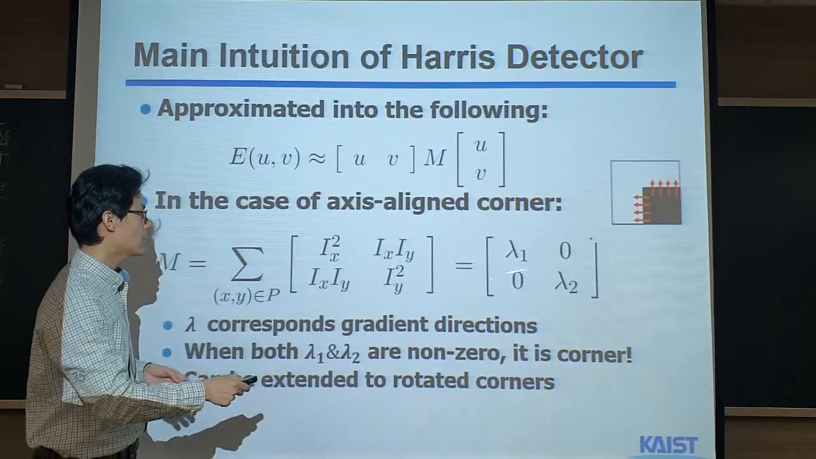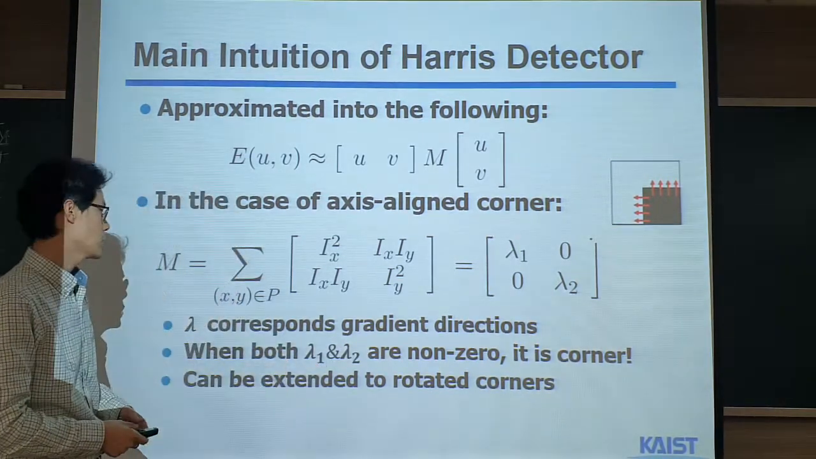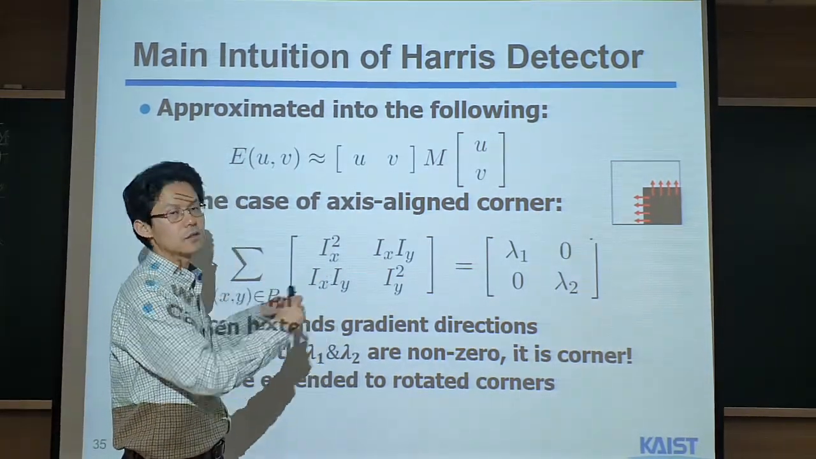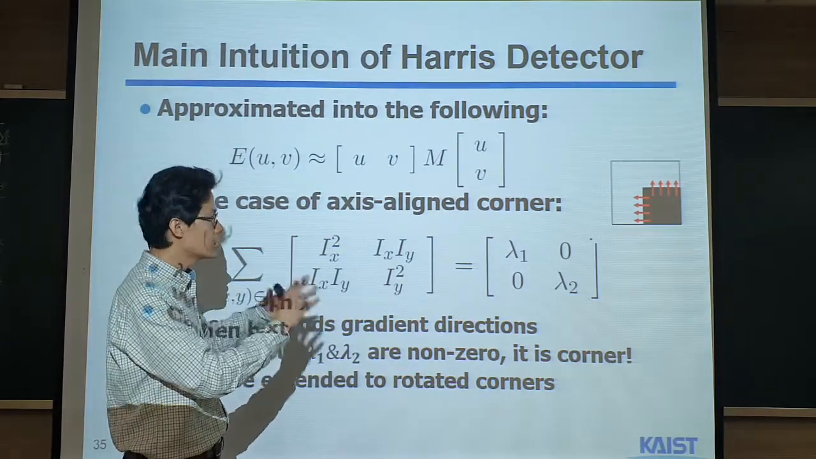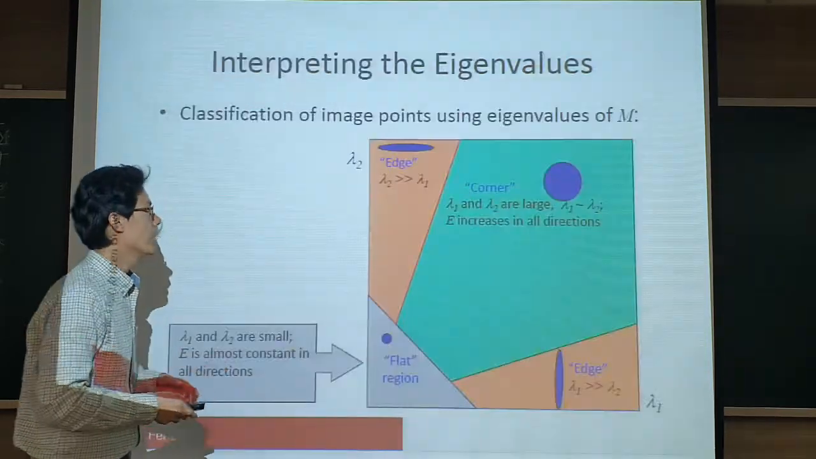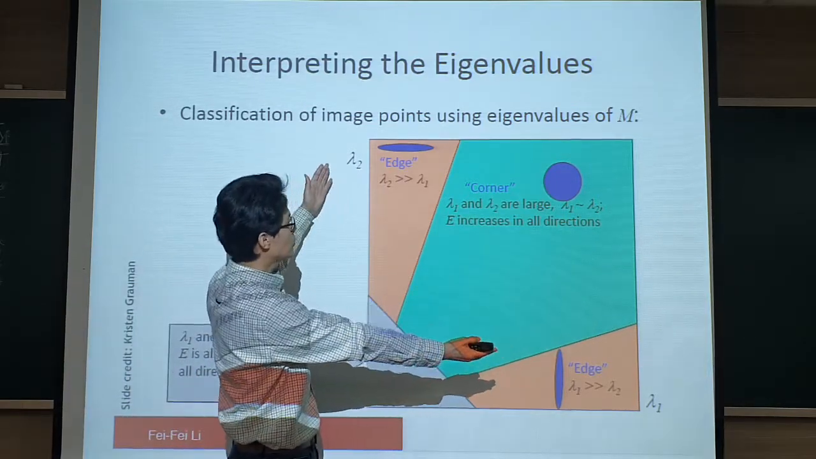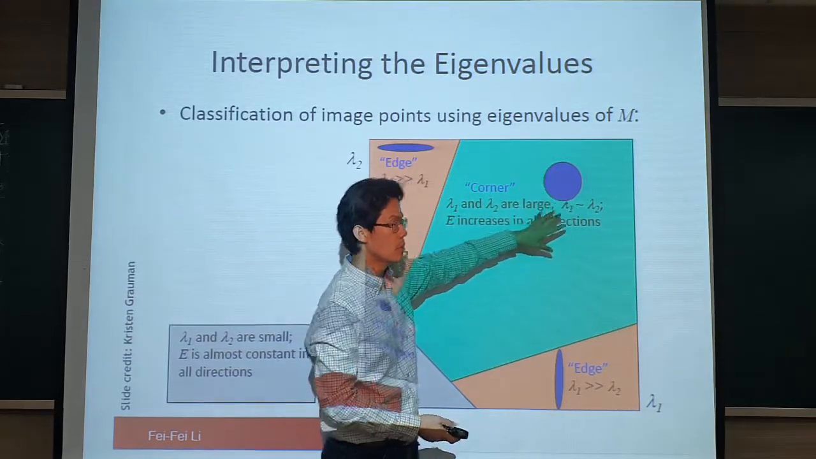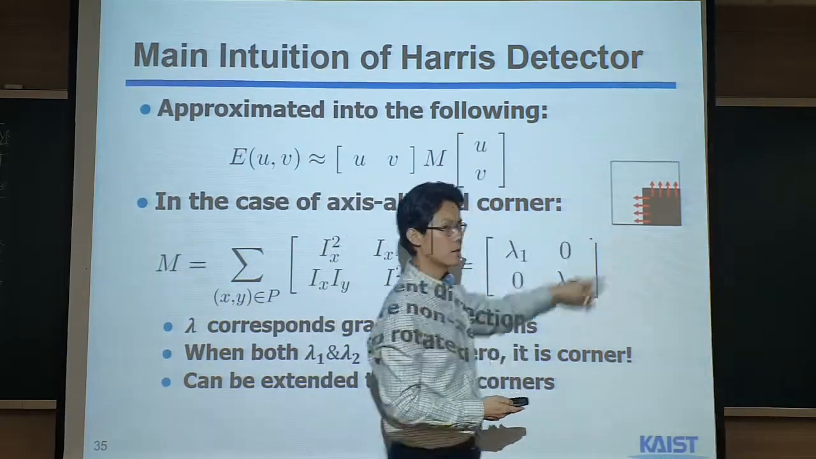Both lambda 1 and lambda 2 will be non-zero if it is a corner, right? Based on that, you can see that it's manually designed. We looked at this problem, came up with a formulation, and designed our own way to define this corner. Depending on lambda 1 and lambda 2, if both turn out to be big, it could be a corner. But if either lambda 1 or lambda 2 is 0, then it could be on an edge, something like that, right?